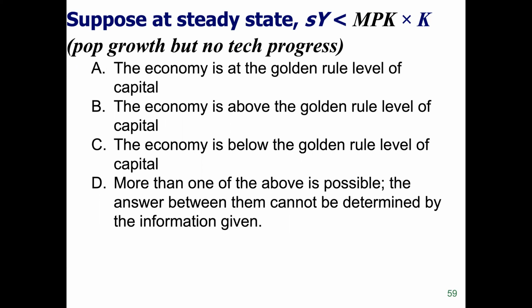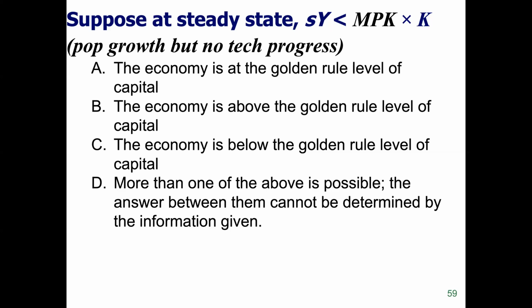Okay, so let me talk about this. The thing we know is that steady state means S times Y equals delta times K. But then if SY equals delta K, that must mean that delta K is less than MPK times K. So delta must be less than MPK. If MPK is greater than delta, that means each extra unit of capital is producing more extra stuff than depreciation. That makes it look like a good deal in terms of getting us higher steady state consumption. Oh, I'm sorry, I've messed up.